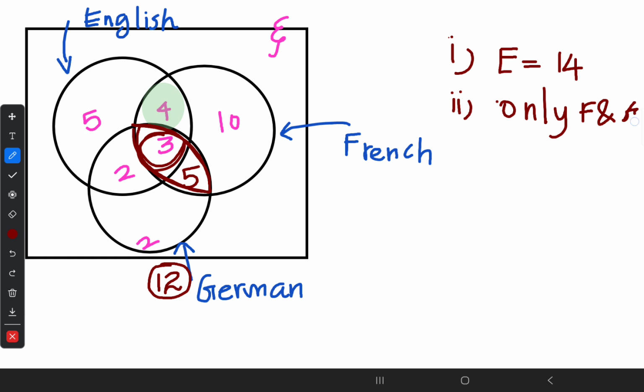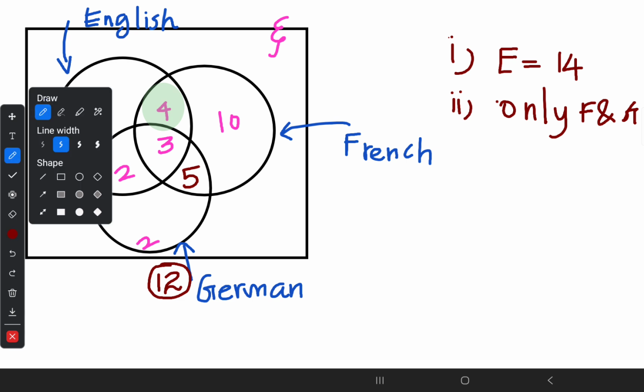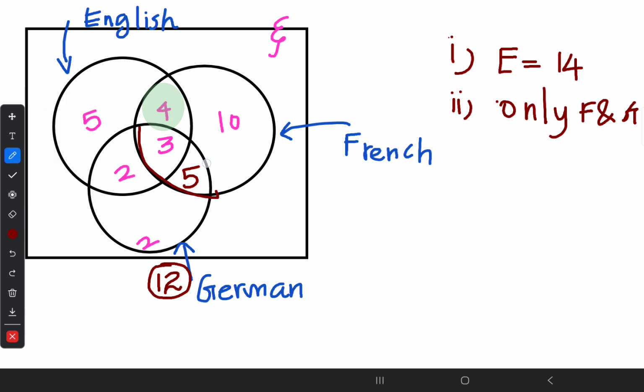So, what would be the feasible region? That is not 3. This is indicating who can speak French and German, but here English is also included. We can't take that into account. The only correct answer for the second part of the question would be 5, the only French and German speaking population.